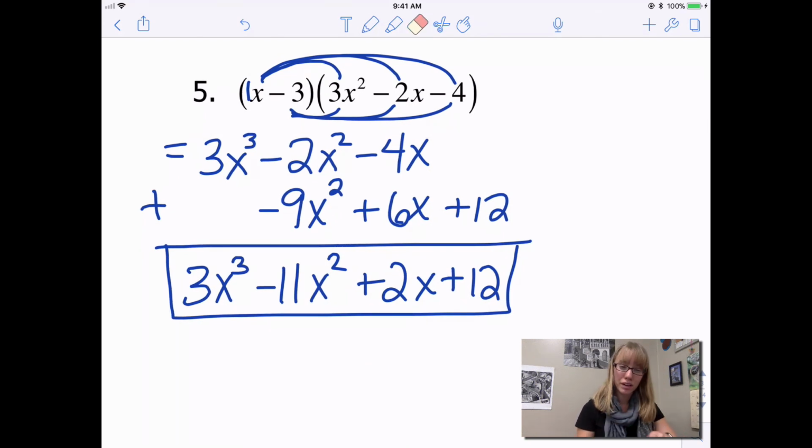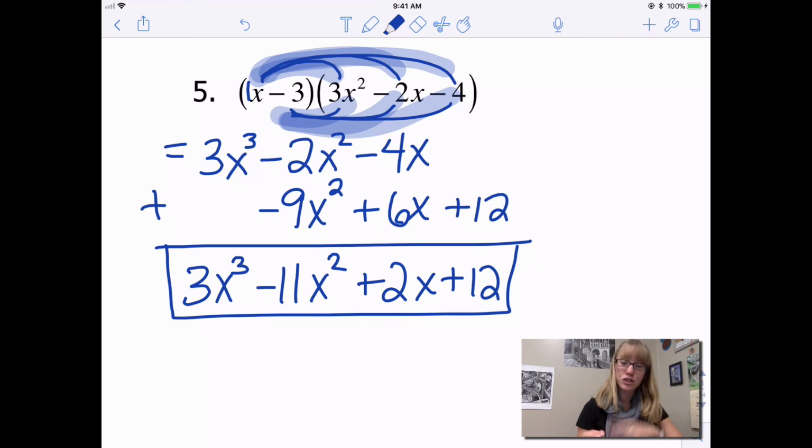So I think that these markings help me because then I know that I've really checked off all the pieces. You can also say if I have 2 terms in my first polynomial and 3 in my second, if I multiply those together, I should have 6 terms total. So I had 1, 2, 3, 4, 5, 6. So I'm sure that I've done everything that I need to.